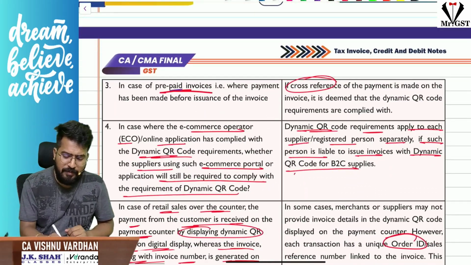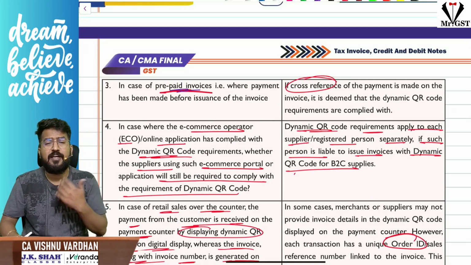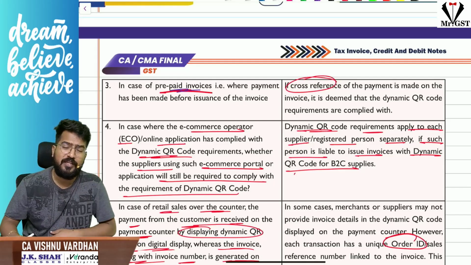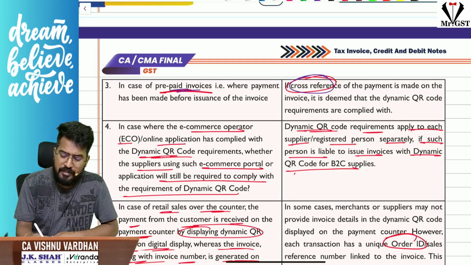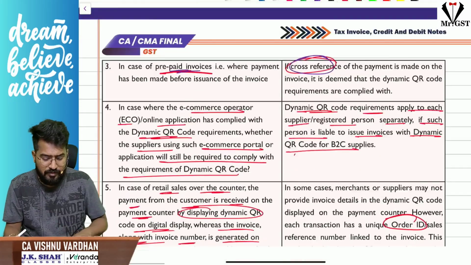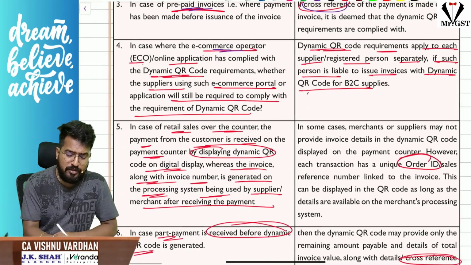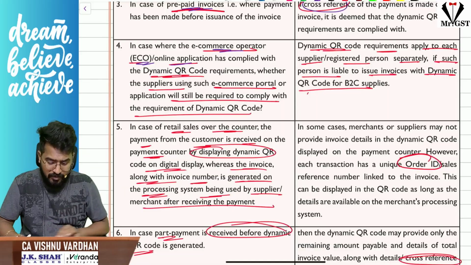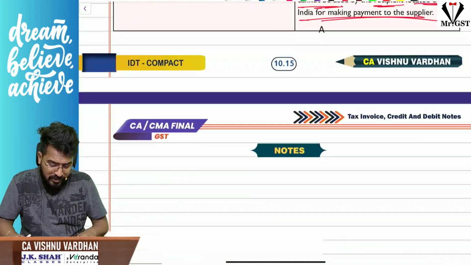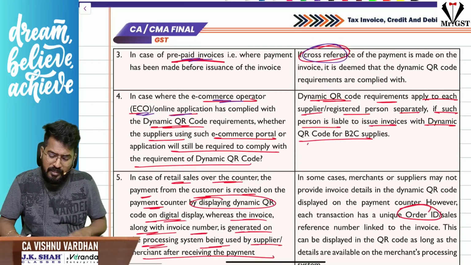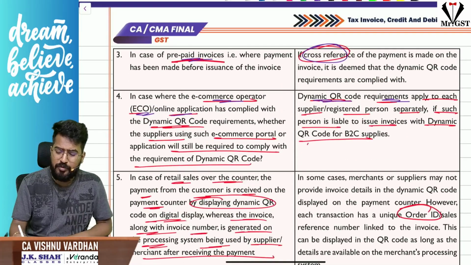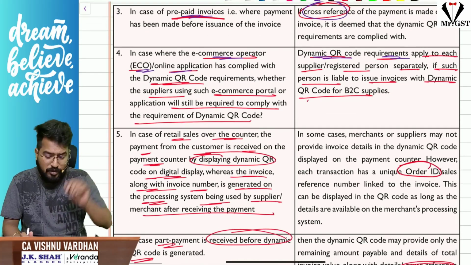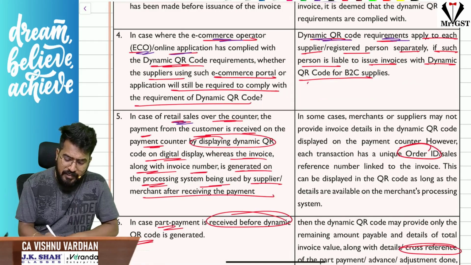Next, sir, what about prepaid invoices? Sir, when I am going with prepaid invoices, how can I display the dynamic QR code for them to make the payment? How can I print the dynamic QR code on the invoice because it is already prepaid? Give a cross reference on the invoice, don't worry. Sir, in case supplies are made through an e-commerce operator, the dynamic QR code displayed by the e-commerce operator will have his UPI ID. Then I am not giving my UPI ID. Is it wrong, sir? Am I making any mistake? Nothing to worry, that can be done. So dynamic QR code provisions are deemed to be complied with, even though it is displaying the QR code of the e-commerce operator.